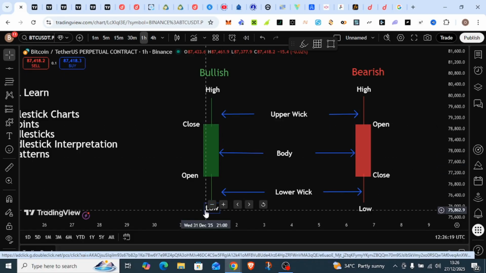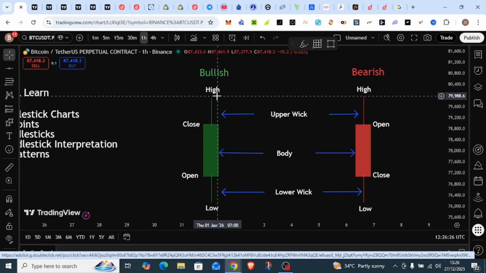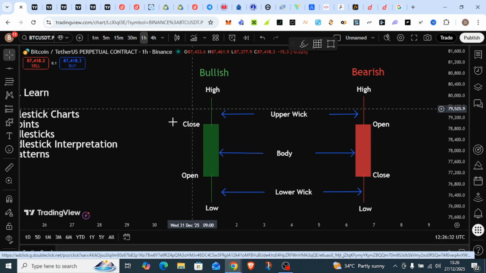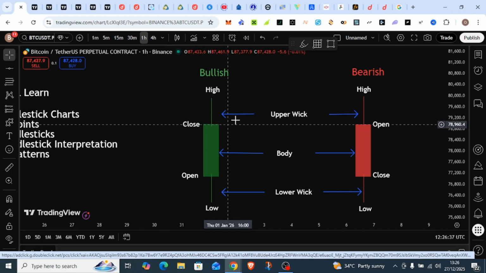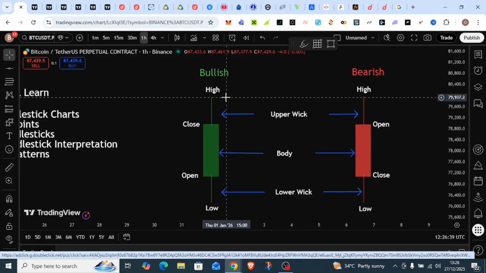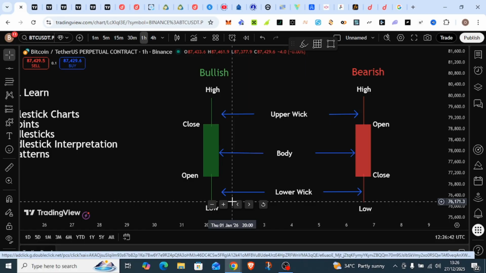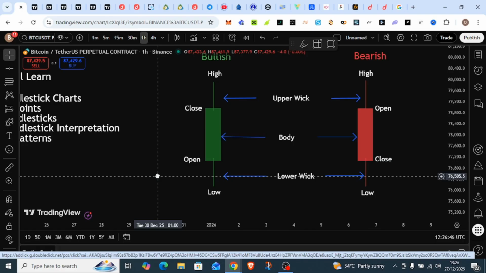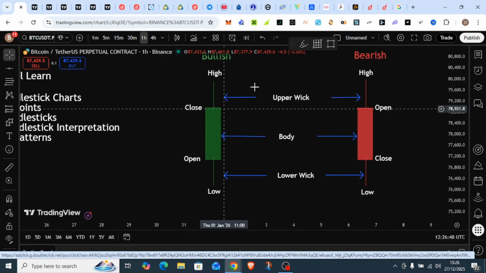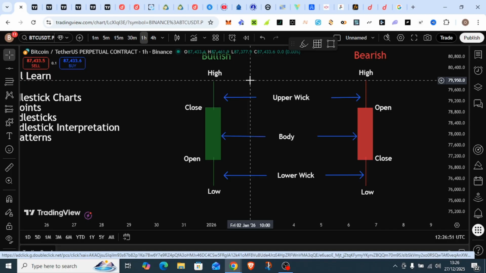Here is the lowest for the specific time period, and here is the highest that price has gone for the specific time period. Assuming this candle represents the daily candle, so this becomes the high of the day and this point becomes the low of the day. This low here becomes the low of the day and this side becomes the high of the day.